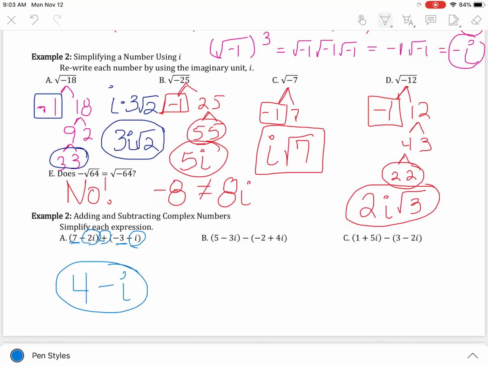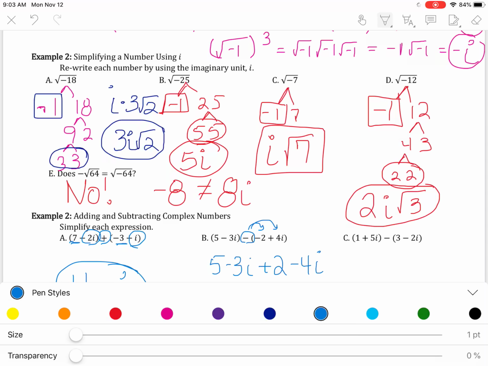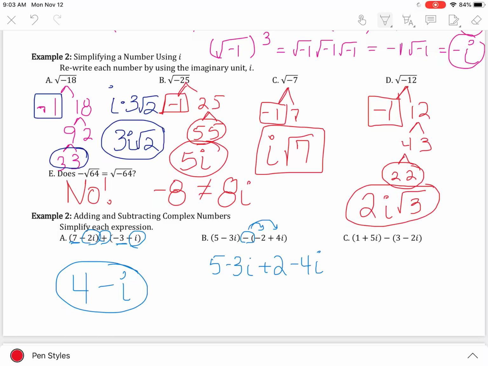Looking at letter B. Letter B has a subtraction sign, so I recommend getting rid of that by distributing it before you begin. It'd be 5 minus 3i plus 2 minus 4i. Now it's really easy to combine your like terms. 5 and 2 would be 7. Negative 3i minus 4i is a negative 7i.